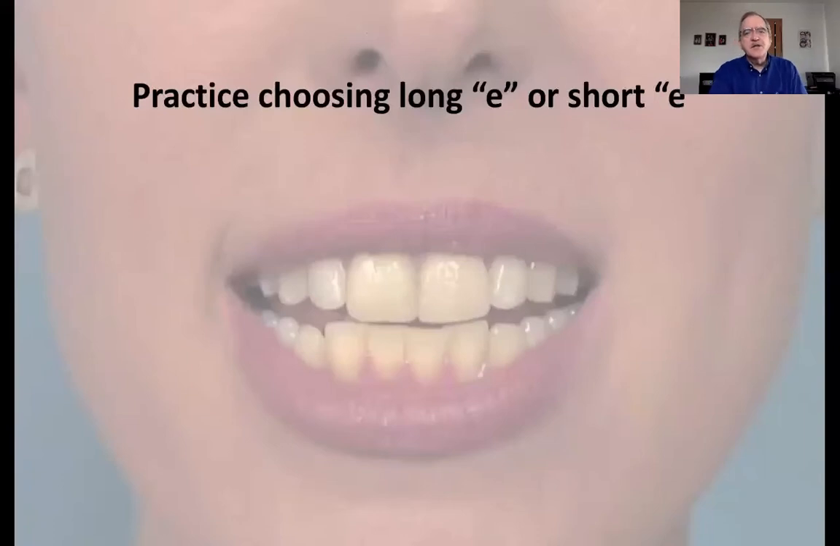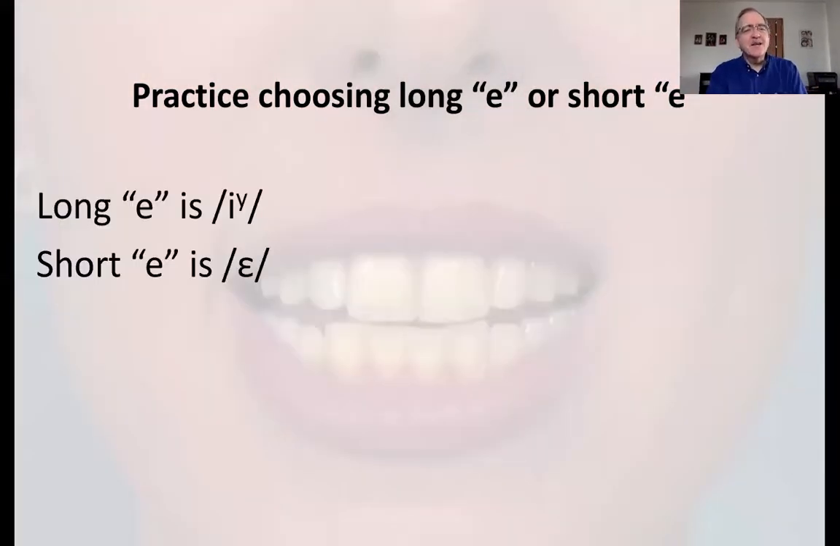All right, practice choosing the long E or short E, and notice her teeth. She's making an E sound. Okay. Here we go. Long E is ee, and short E is eh. Now look at my mouth here. I'm going to stop this for a sec. Sorry. My mouth. Watch how my mouth opens. I'm going to get close to the camera here. See how my mouth opens? Now watch the I. My tongue is high.